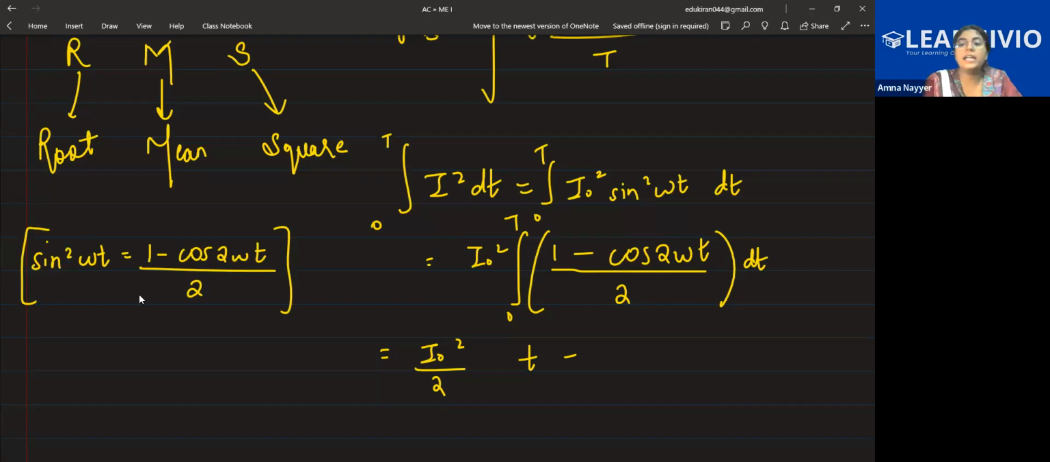Now we'll be integrating it. See, dt's integral is t. So I have written it as t because this will also be multiplied.